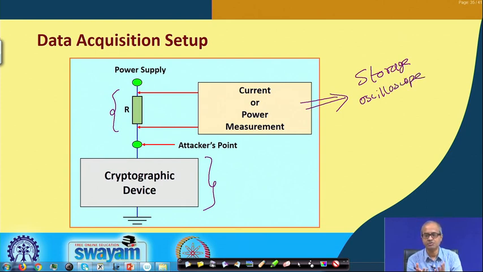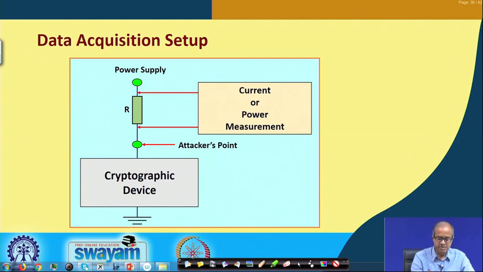What is a storage oscilloscope? A storage oscilloscope will read the values in excess of time and will be storing them in memory, and will be displaying the waveform on the screen. Storage means it is also storing in memory, so that you can do offline processing on that data if you want. Okay. This is the data acquisition or attack setup, whatever you call it.